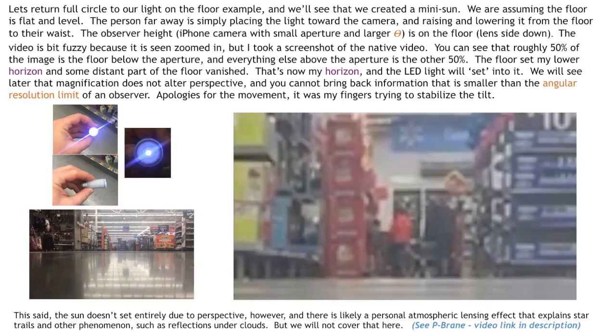So let's return full circle to our light on the floor example, and we'll see that we have essentially created a mini sun in this example. We are assuming the floor is flat and level. The person far away is simply placing the light toward the camera and raising and lowering it from the floor to their waist. The observer height, which is the iPhone camera with a small aperture and a larger theta, is on the floor, lens side down.